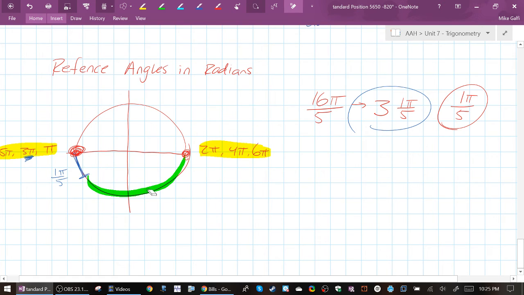Okay, let's do another one so you guys can kind of see it a couple times. See if I can erase these things.